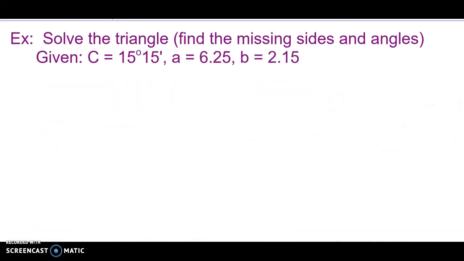Let's try another. It says solve the triangle, find the missing sides and angles. We're given that C is 15 degrees, 15 minutes. a is 6.25 and b is 2.15. So we're given a side, an angle, and a side. So go ahead, find the rest.